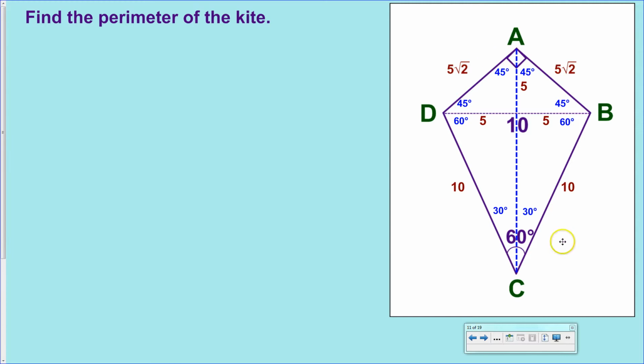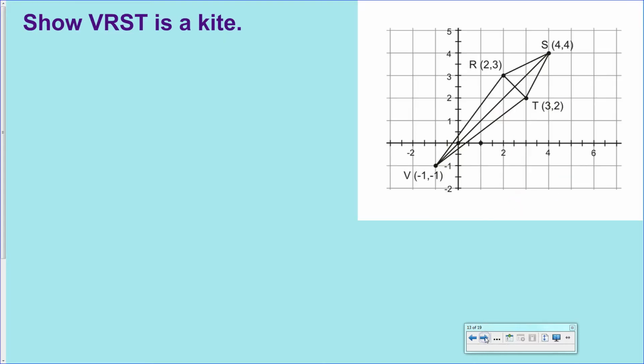And that gives us the perimeter of the kite. So all we have to do is add that, plus that, plus that, plus that, which would be 10 times the square root of 2 plus 20, or if you converted it into a decimal form, it's 34.14. Next example.